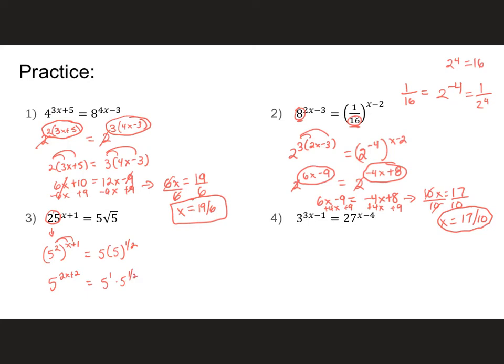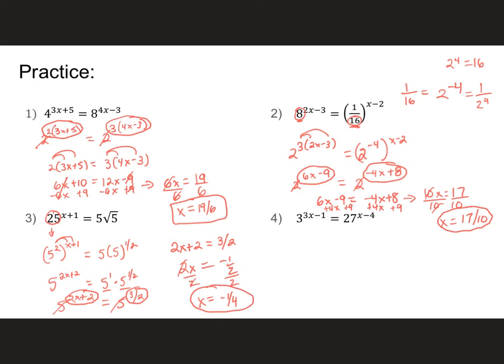And coming back to our rules of exponents, when I'm multiplying and the bases are the same, what are we going to do with those exponents? We're going to add them. So 1 plus 1/2 is 3/2. And now both bases are 5. I can drop the bases and set those exponents equal to each other. So I get 2x plus 2 equals 3/2. 2x equals negative 1/2. Divide by 2. And I get x equals negative 1/4.